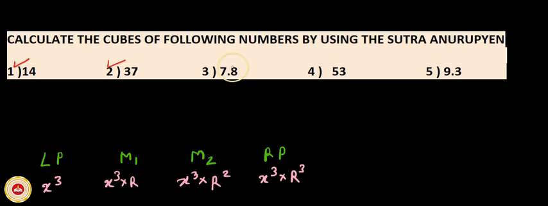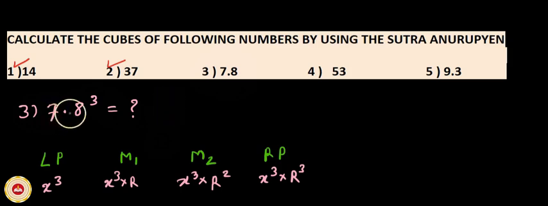Next example, a number with 1 decimal place. The third example is 7.8 cubed. Okay friends, for the time being, don't consider this decimal point and consider the number as 78 only. We will think of this decimal point later, after calculations of these 4 parts, after balancing, and while writing the final answer. So for now consider 78 only.